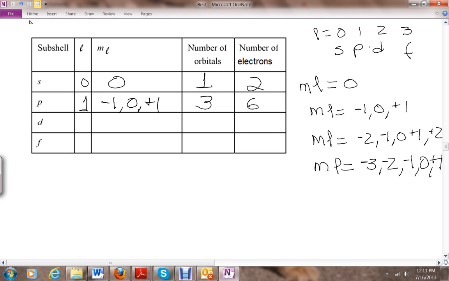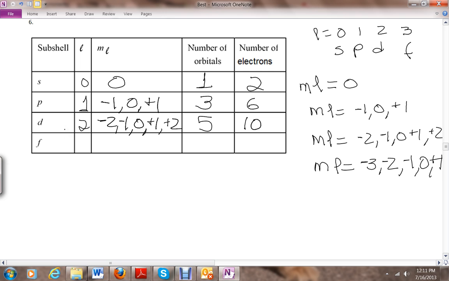How about the D? A D would be an L of 2, right? Look at what I have here. So what would be the ml for 2? It would be minus 2, minus 1, 0, plus 1, plus 2. And how many orbitals? 1, 2, 3, 4, 5. On a D, you have 5 orbitals. How many electrons can you fit on a D? If you have 5 orbitals, 2 for each orbital, it would be 10.